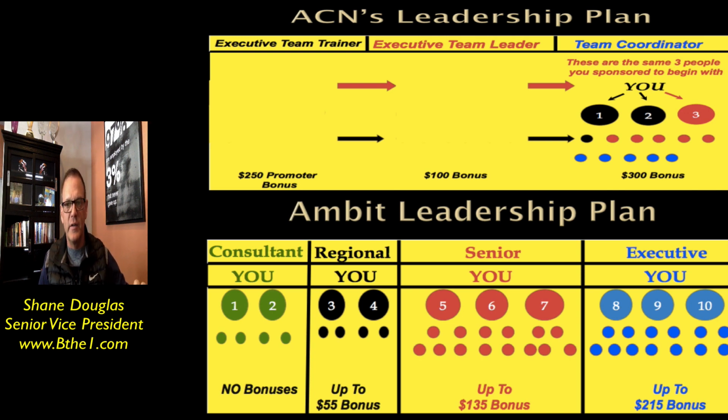Again, ACN leadership plan on the top, Ambit leadership plan on the bottom. Now, I'm not here to knock Ambit. Ambit's done very well. They've been very successful. But as a brand new person, I'm coming in looking at the business and I'm going, okay, now wait a minute. If I sponsor Tom and Mary, and let's say number 3, the red dot up there on the top, is Steve, and I'm willing to work with them and get better with them, long term, I can build with them all the way through to the highest level I have.